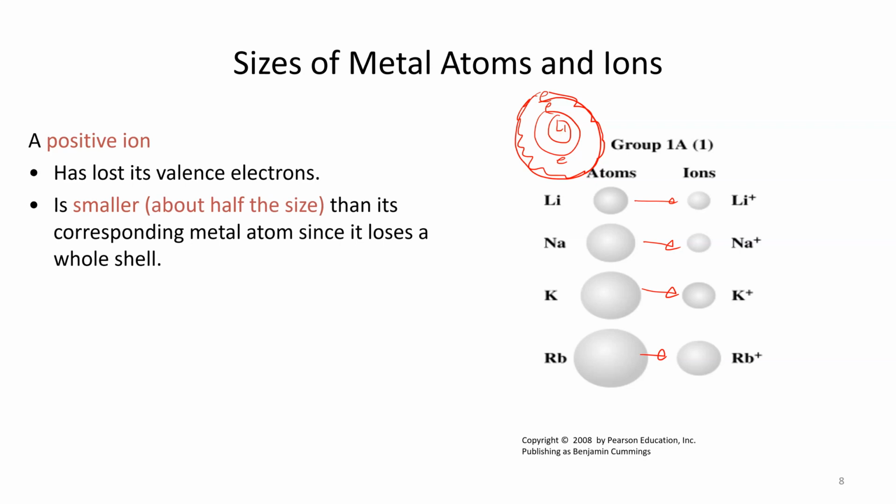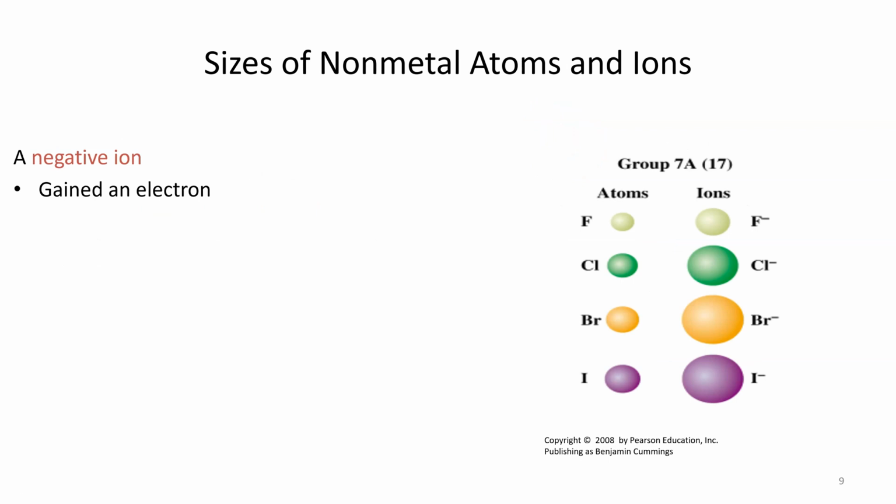So it's smaller, about half the size of its corresponding metal atom, since it loses the whole shell. A negative ion, on the other hand, gains an electron. Now, before you get confused on this, let's look at fluorine. We're going to ignore the protons and the neutrons, which are 9 and 10, but that doesn't matter. So how many electrons does fluorine originally have? It's going to have originally a total of 9 electrons. Why? It's neutral. That's why. Atomic number is your protons, which equals your electrons. So 1, 2, 3, 4, 5, 6, 7, 8, 9. That's a total of 9 electrons.